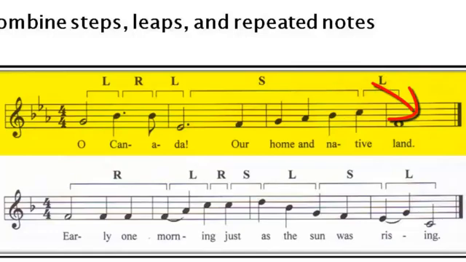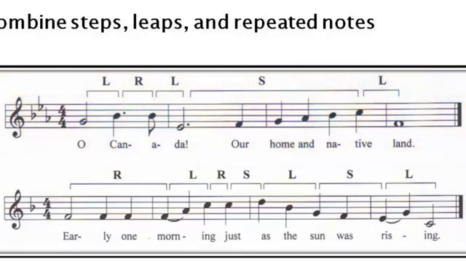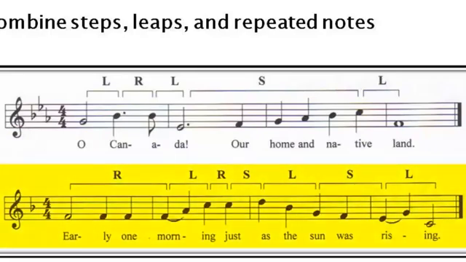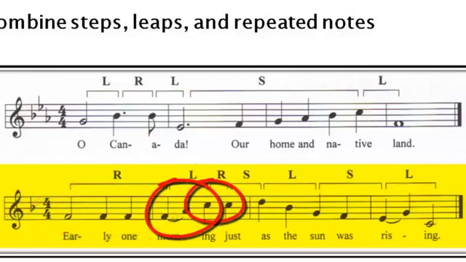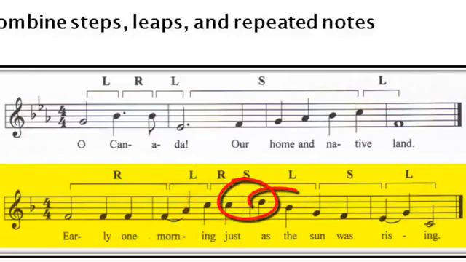The next example with that combination of steps, leaps, and repeated notes is this. So we have repetition, leaps, but the leaps are outlining our tonic triad. Repeat, step, leap, leap, it's outlining a triad, step, step, leap, leap.